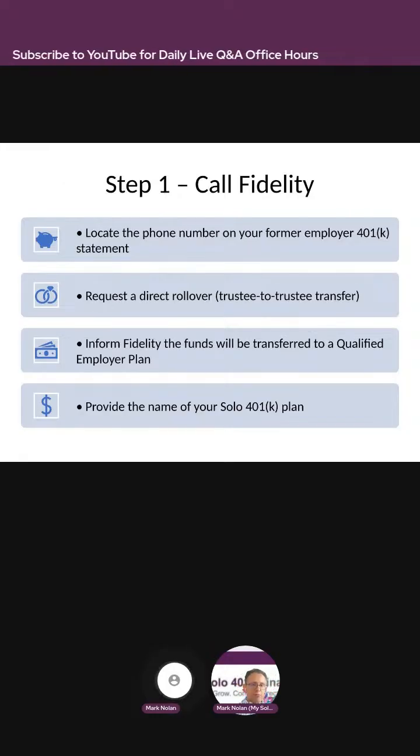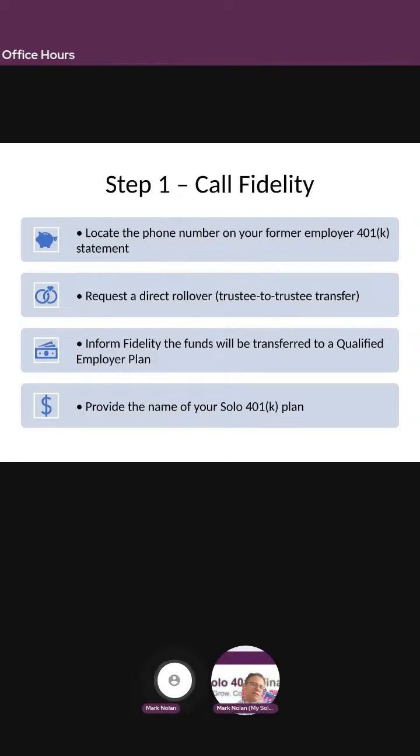This way, it'll be a reportable movement of the funds on a Form 1099-R, which Fidelity will issue, but they will issue it by listing a code G as in George in box 7 of that Form 1099-R, which communicates to the Internal Revenue Service that the movement of that former employer 401k to the solo 401k was processed as a direct rollover.